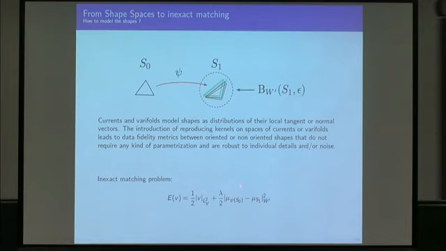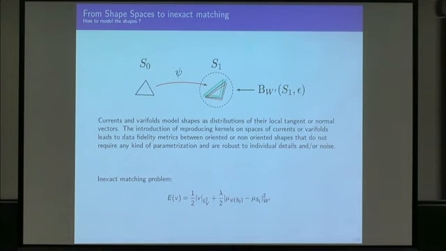And so the inexact matching problem consists in minimizing an energy that penalizes the deformation and the distance between the varifold or current that represents the deformed source, and the varifold or current that represents our target. And with the introduction of reproducing kernel Hilbert spaces, we can build a Hilbert space of currents and varifolds, and so we have their associated metric.